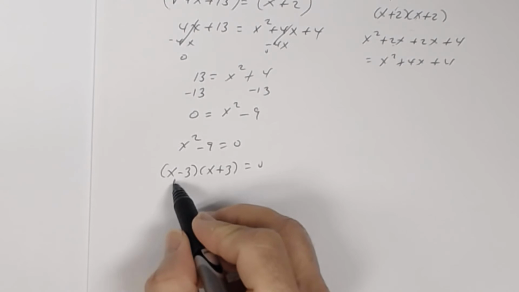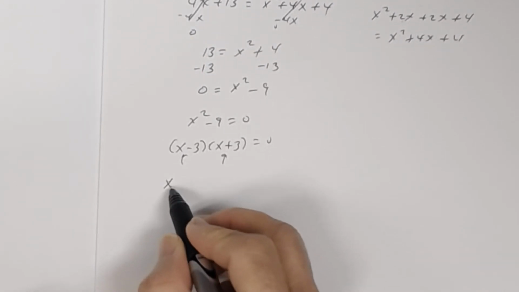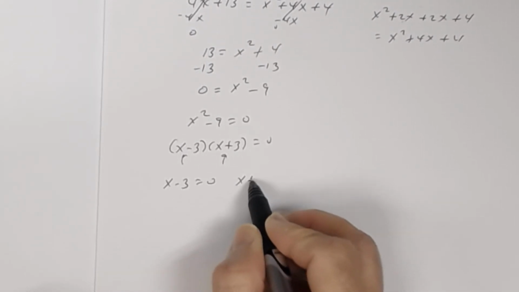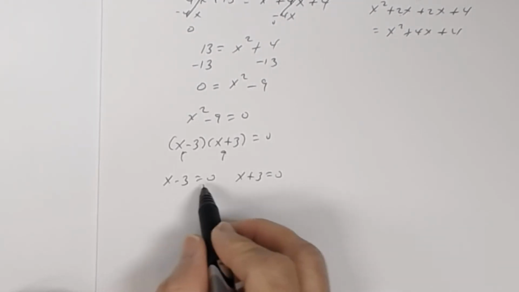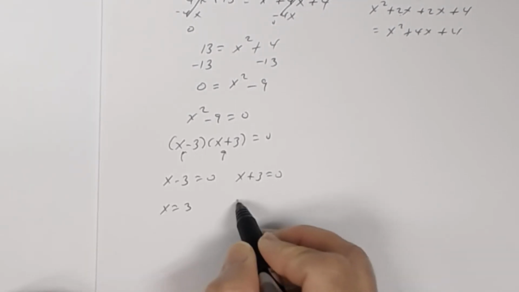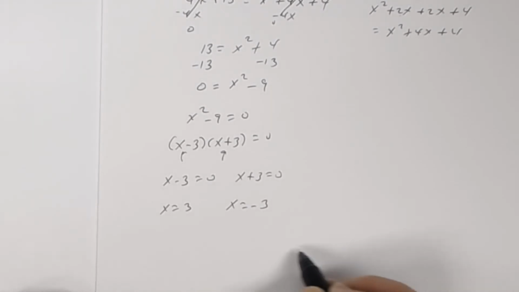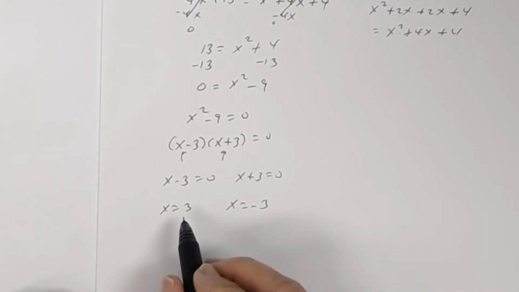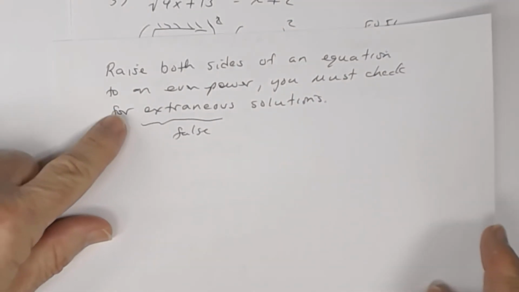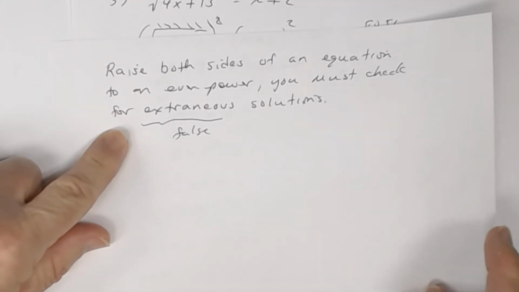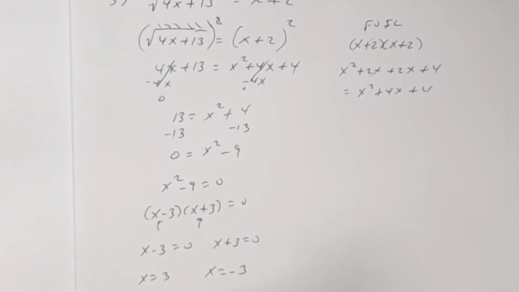And then you set each of these factors equal to 0. So you get x minus 3 equals 0, x plus 3 equals 0. And so you get these 2 linear equations. And so x is equal to 3, x is equal to negative 3. Now before you say those are your solutions, remember you raise both sides to an even power. So you have to check for extraneous solutions. So let's go ahead and do that.